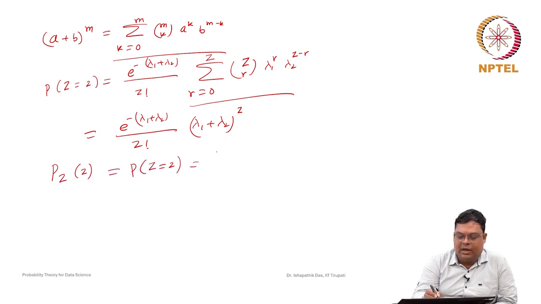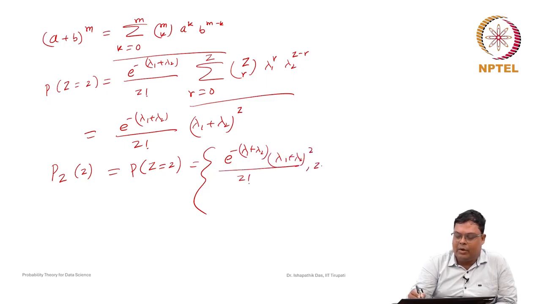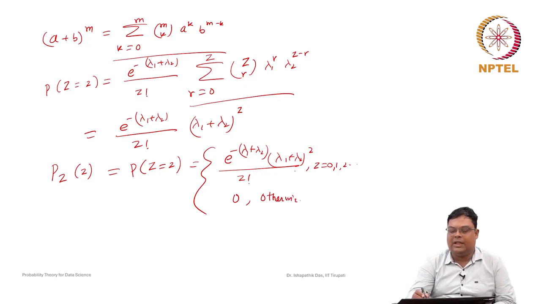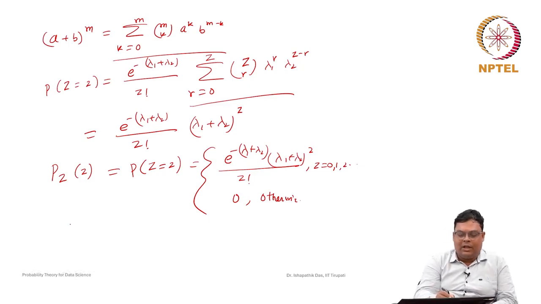So, the probability mass function of z, p_Z(z), that is the probability that Z equals z, is e to the power of minus (lambda 1 plus lambda 2), (lambda 1 plus lambda 2) whole to the power z by z factorial, whenever z is 0, 1, 2 and so on, and equal to 0 otherwise. See that it has a similar form to the probability mass function of the Poisson distribution. Hence Z equals X plus Y has a Poisson distribution with parameter lambda 1 plus lambda 2.